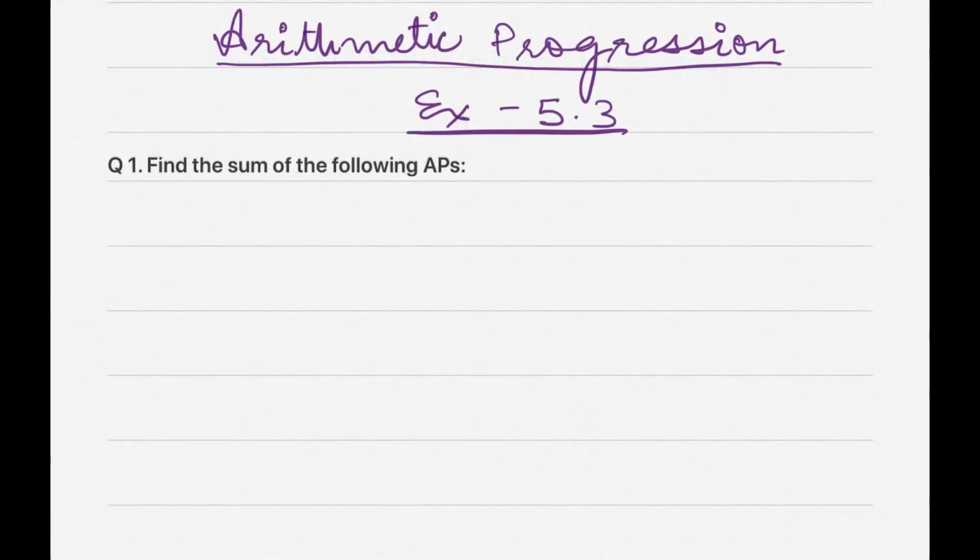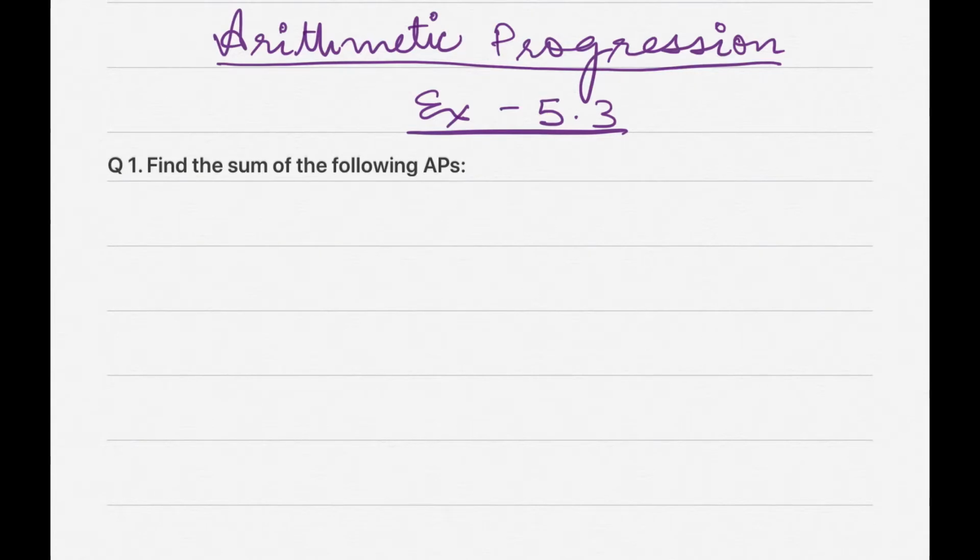Okay guys, so now we have already finished our two exercises of the chapter of arithmetic progression. Now we have to start exercise 5.3, that is related to the sum of the terms of the APs, right? So that's fine. Now we can start. So first question has 4 parts and we have to find the sum of APs.